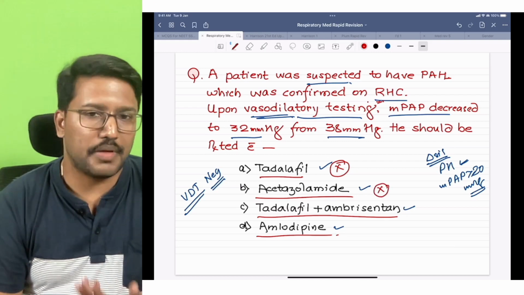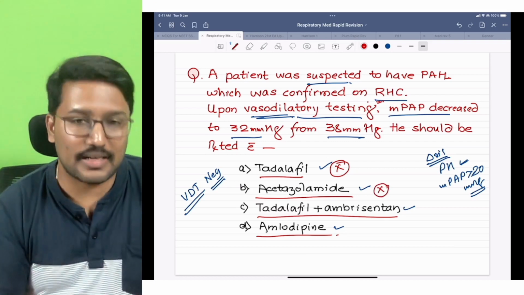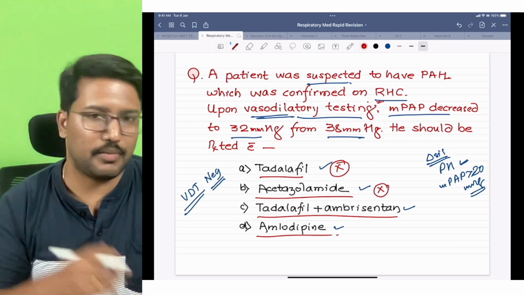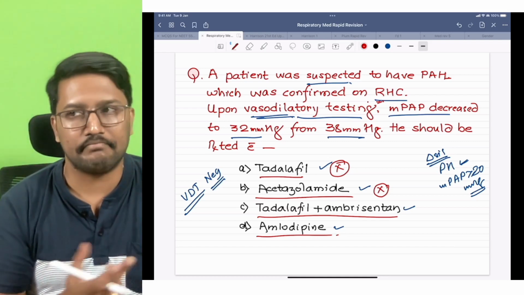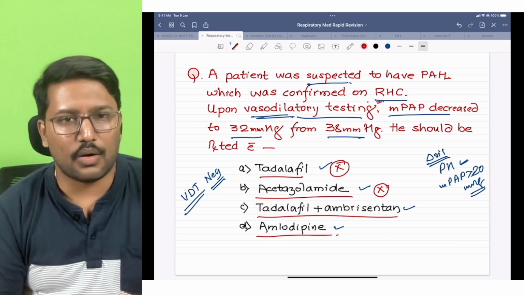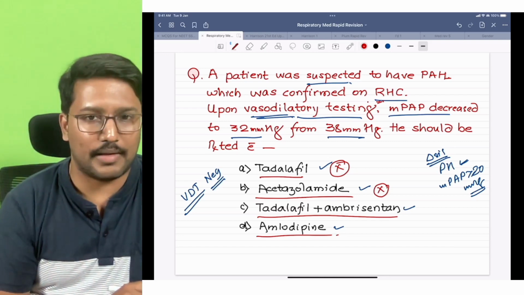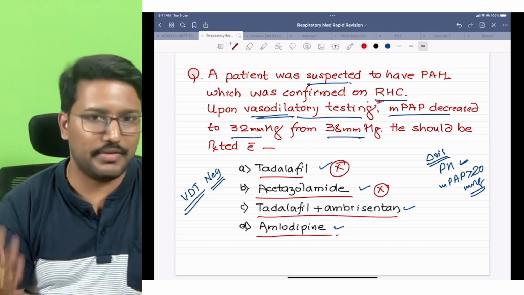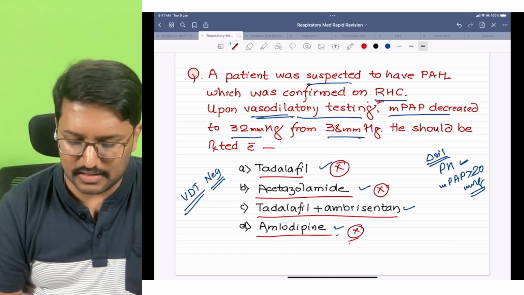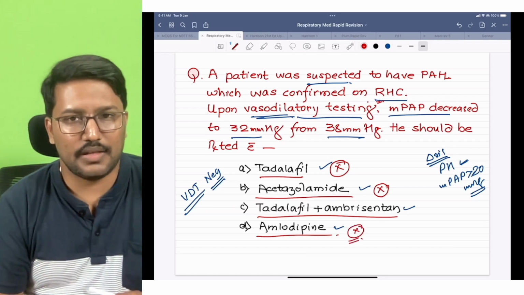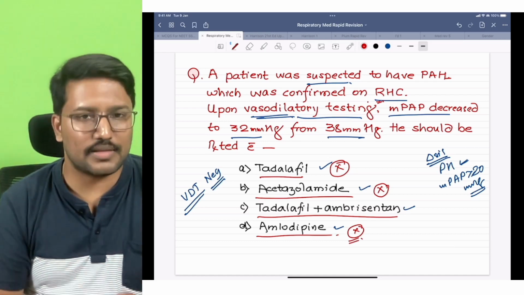Like where do we use it? Maybe in patients at risk of developing high altitude pulmonary edema, or those who have already developed high altitude pulmonary edema or high altitude cerebral edema. Maybe you can use it there, right? Not in a case of pulmonary arterial hypertension per se. Ruled out. Anyway, it's a solo drug, ruled out. Amlodipine is ruled out because the vasodilatory testing is negative. So we are left with only option C, and that becomes a sensible choice.